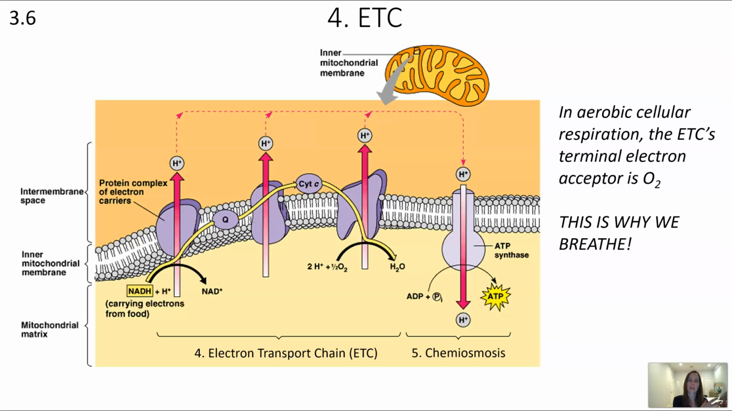And so the ETC relies on that high electronegativity of oxygen to essentially pull the electrons along the electron transport chain. And this is why we breathe. The reason that you breathe is to take in air that has oxygen in it so that that oxygen can go to our cells and be used as part of cellular respiration. So understanding that oxygen is that terminal electron acceptor is really important.